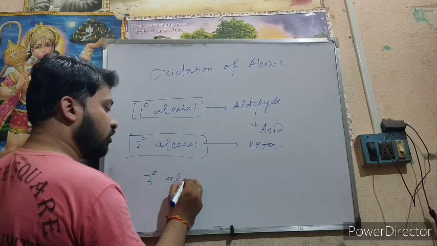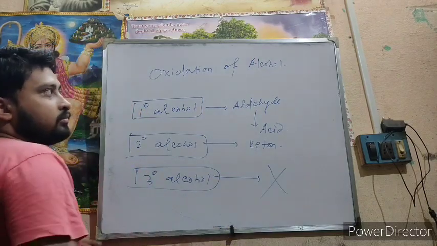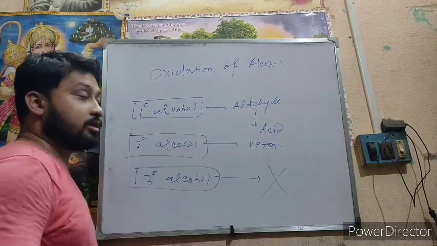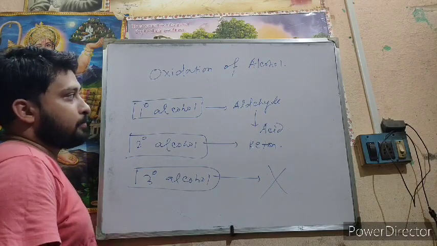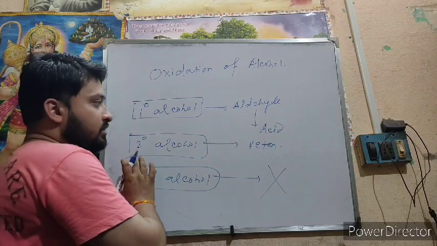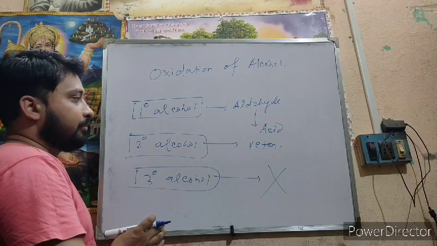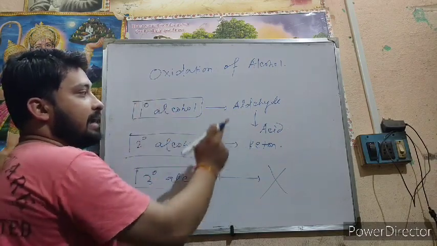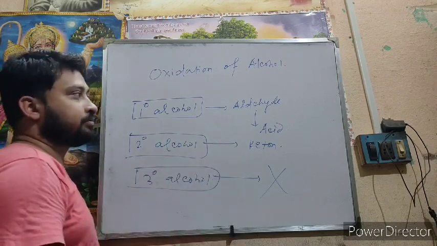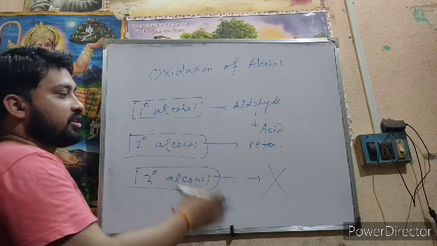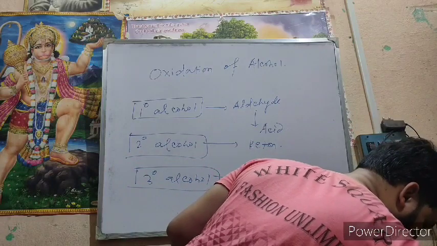If it is 3 degree alcohol, it does not give anything. So this is the basic concept. You should utilize it in the chain reaction. Okay, you must remember it. Don't forget these simple tricks. It looks simple, but you should apply it in the proper way. 1 degree alcohol gives aldehyde and acid, 2 degree alcohol gives ketone, 3 degree alcohol does not react. It is not possible. The oxidation is not possible for 3 degree alcohol. Okay, let's go.